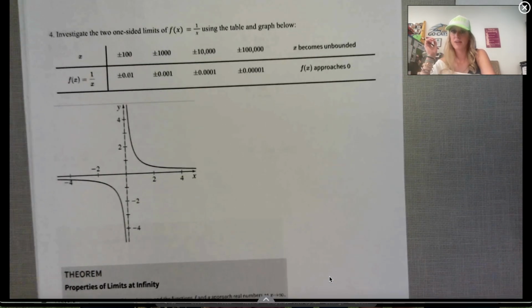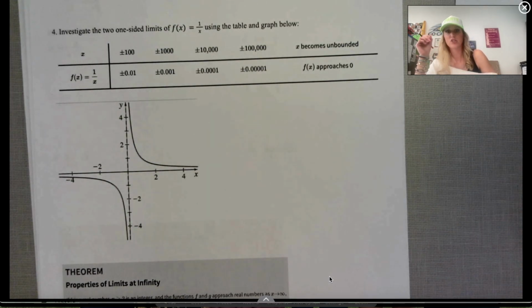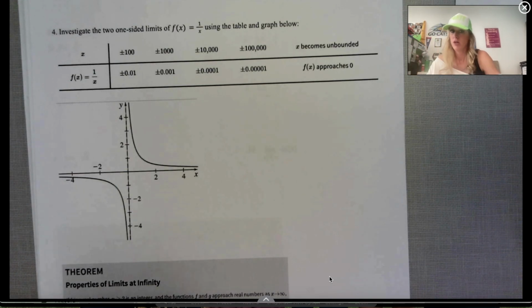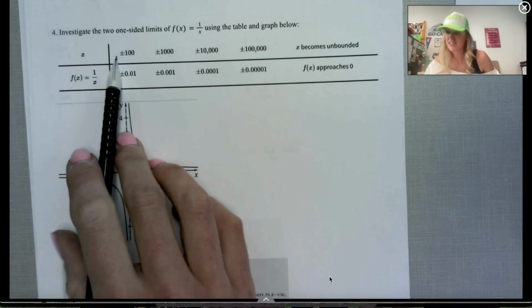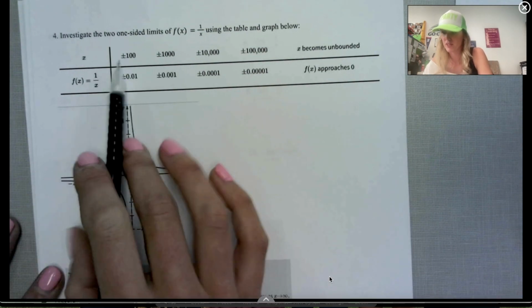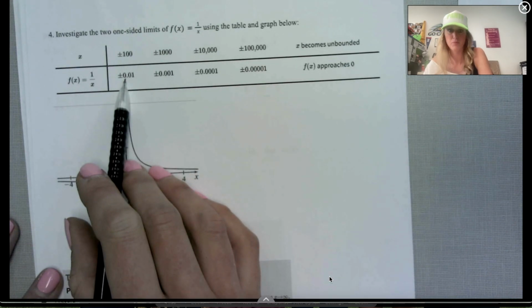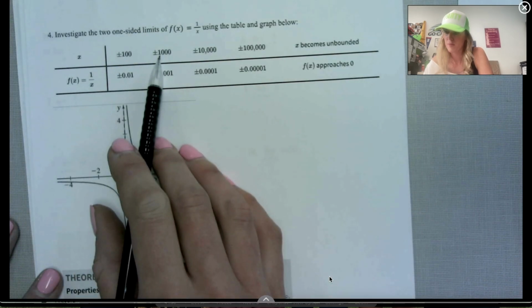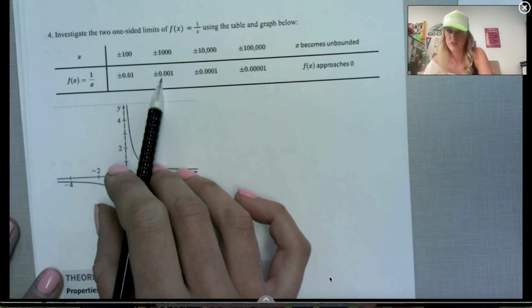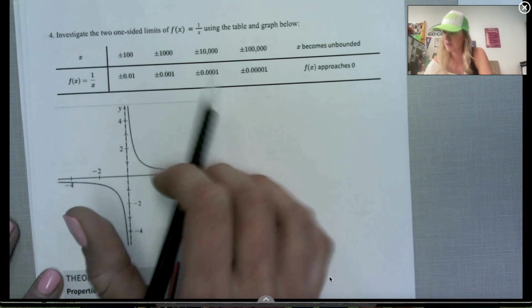All right, we are going to look at this graph and table and investigate two one-sided limits. Okay, so they kind of did this in one row. So they did positive 100, they put that in for x, and it came out to positive 0.01. Then they put in positive 1,000, came out to 0.001, so on. Then when they did negative, it produced the negative value of that same thing.